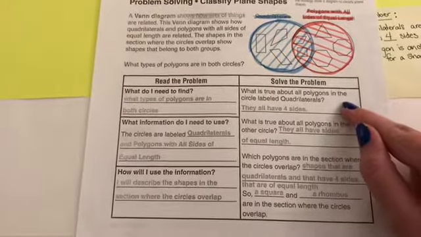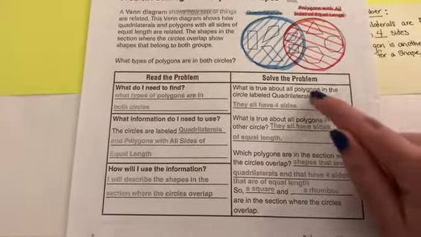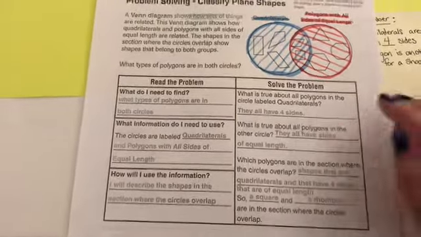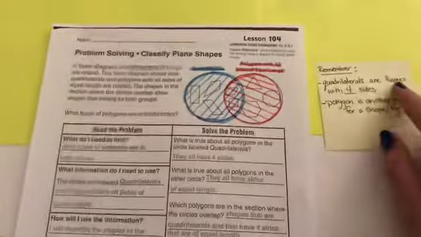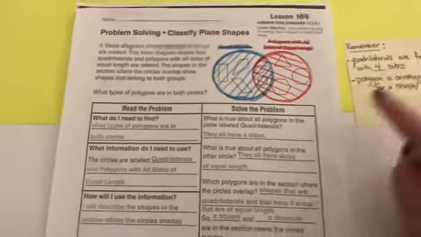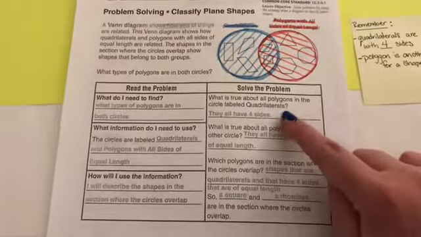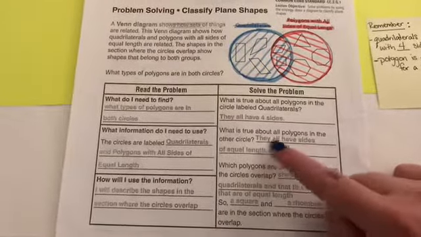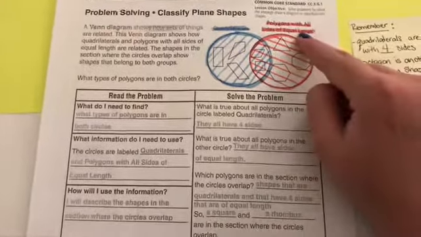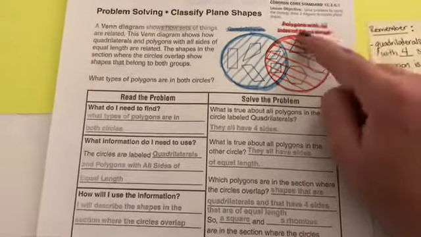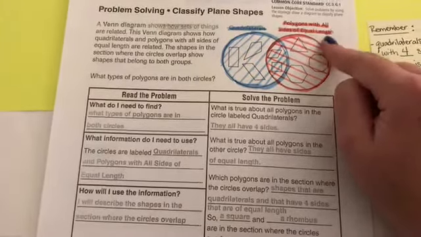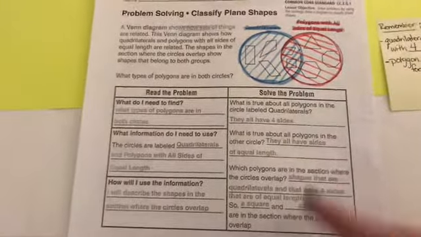What is true about all polygons in the circle labeled quadrilaterals? Well, what do all quadrilaterals have? I even wrote it over here for us. Quadrilaterals are figures with 4 sides. And that's true. They all have 4 sides. What is true about all polygons in the other circle? Well, what does our label tell us? That all sides of the polygons are equal. So they all have sides of equal length.